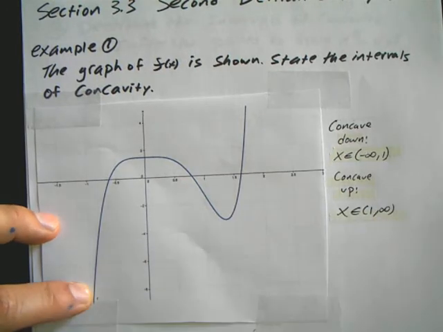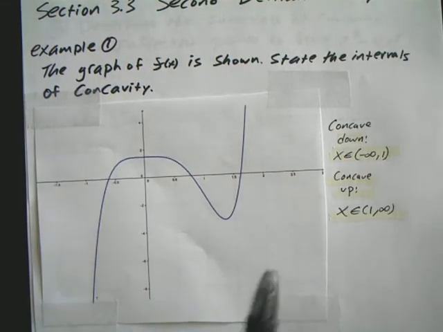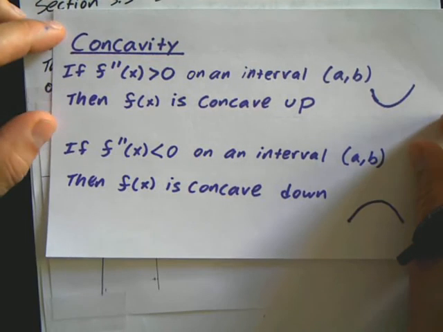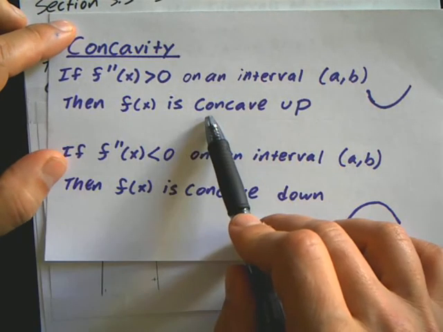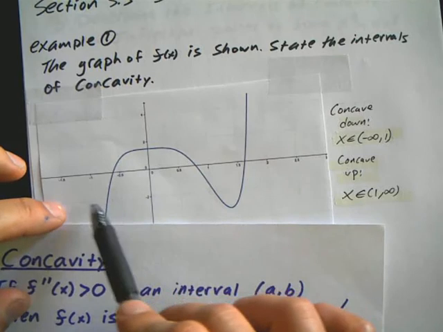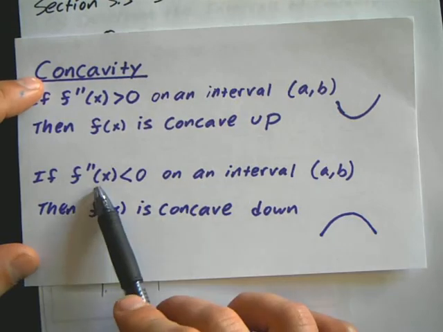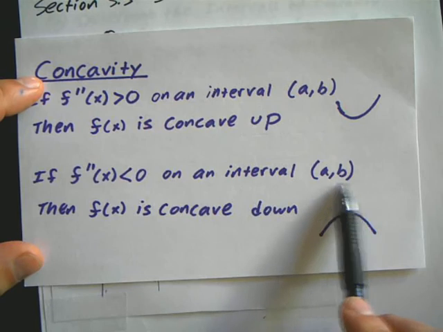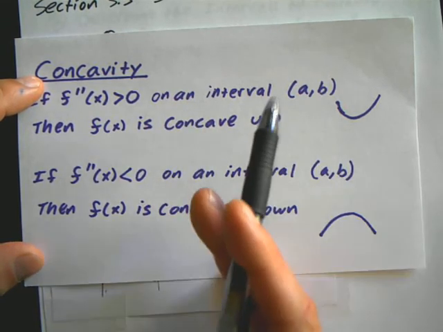Now, how the second derivative plays into effect is as follows. If you have a positive second derivative, your function is going to be concave up on the interval. Again, we're talking about certain x values from here to here, let's say. And concave down is if your second derivative is negative on a set interval, like from negative infinity to 1 or 1 to infinity, whatever interval you find.